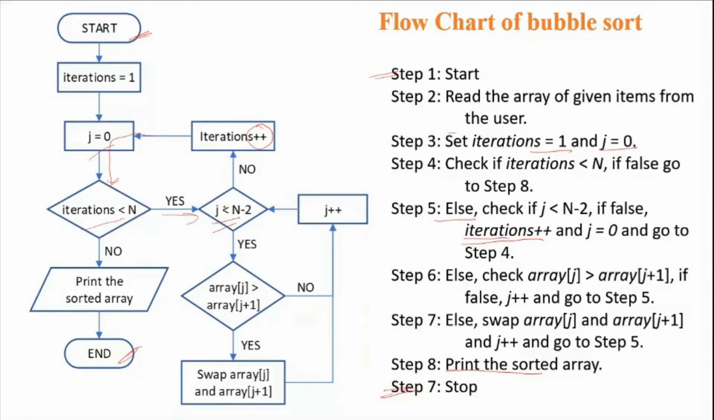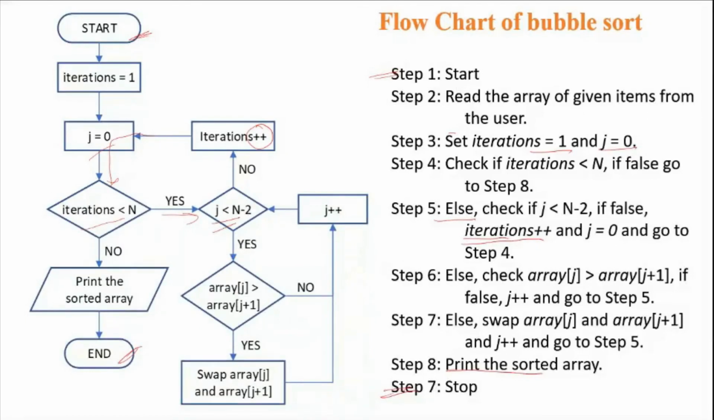Then else, if j is greater than or equal to n minus 2, in that case we check whether array of j is greater than array of j plus 1. If this is not true, that is if array of j is not greater than array of j plus 1, we go back to j plus plus, that is j is increased. The next position is to be checked, so it is being increased. Then it comes back to checking whether j is less than n minus 2.